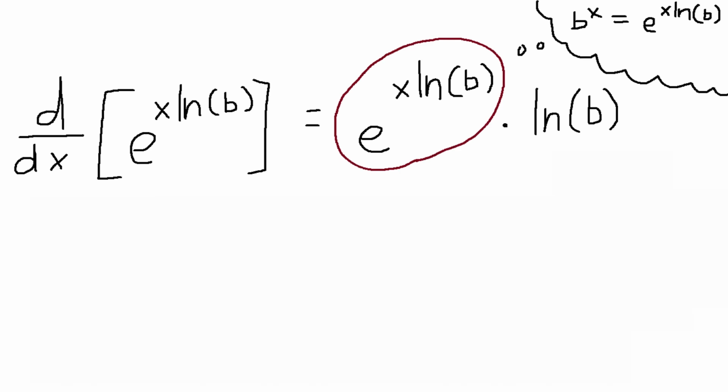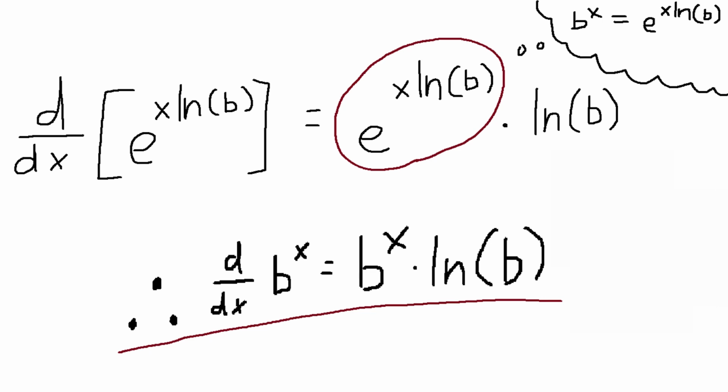So now we are pretty much done. We need to remember that we defined that e to the x natural log of b was the same thing as b to the x. Therefore, we can rewrite this as b to the x times natural log b, giving us the answer to the derivative of b to the x.